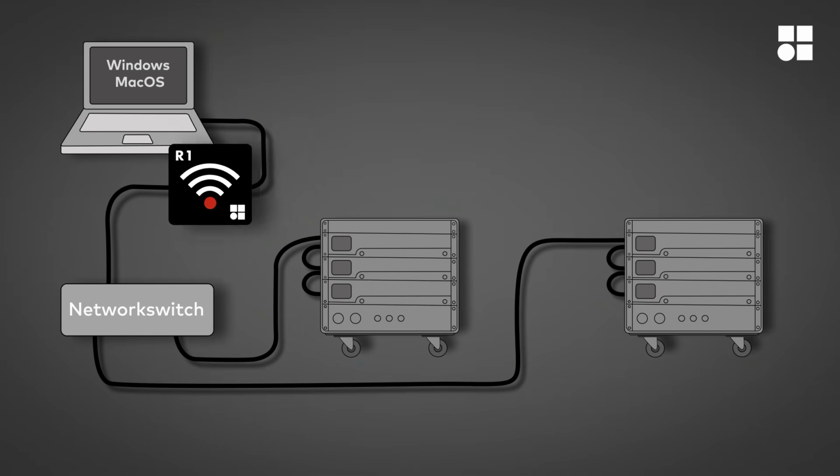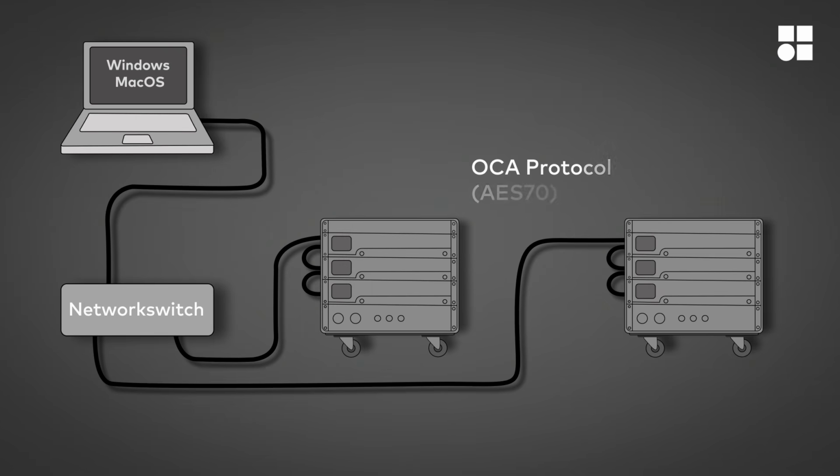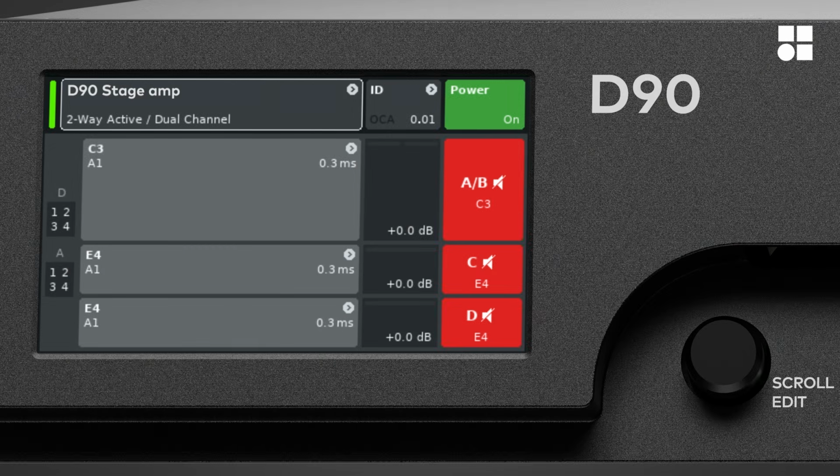All D&B system amplifiers use the OCA network protocol, which is standardized as AES-70. For this to work, every amplifier must have an IP address and a remote ID. They are both configured on the network page. To get there, tap the network field on the home screen.